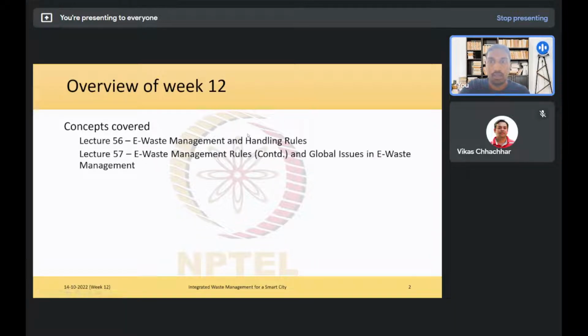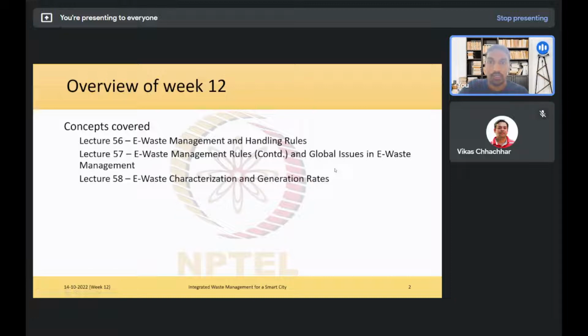In the second lecture, we looked at a continuation of these rules, and then at the global issues present in e-waste management. These are issues that persist all over the world, not just in India, and in some cases e-waste is exported to poor countries where it is not properly managed, and that leads to a lot of health and environmental issues.